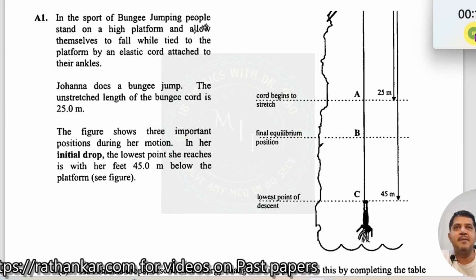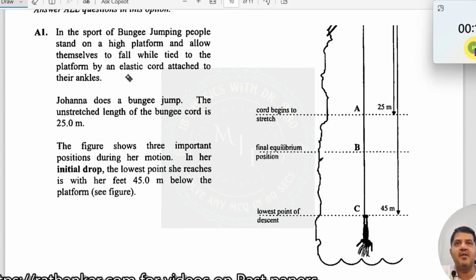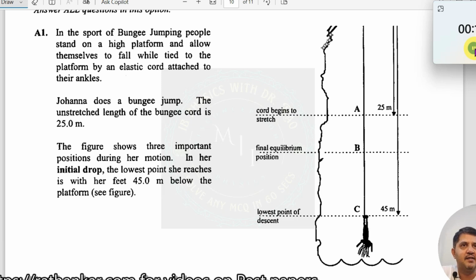In the sport of bungee jumping, people stand on a high platform and allow themselves to fall while tied onto the platform by an elastic cord attached to the ankles. So this is the platform from where you are jumping over here.